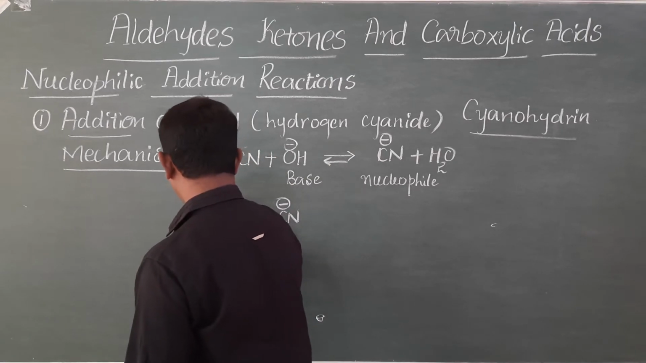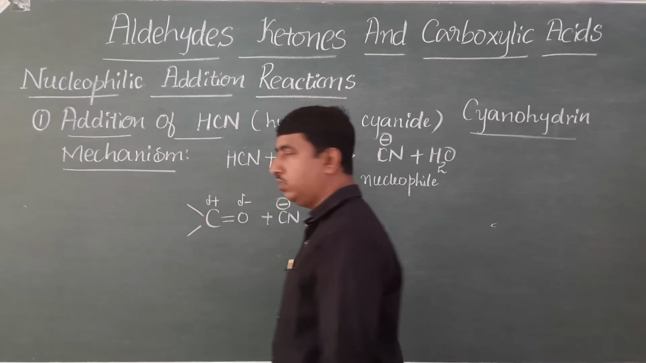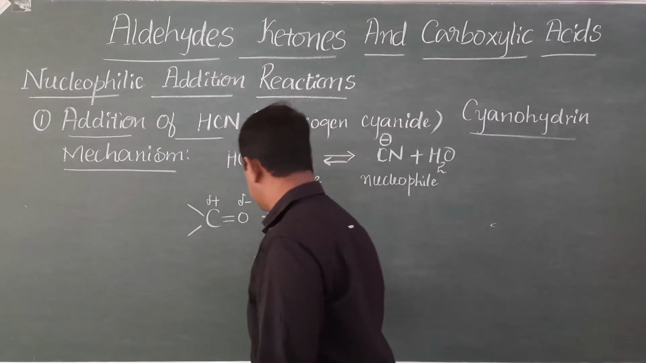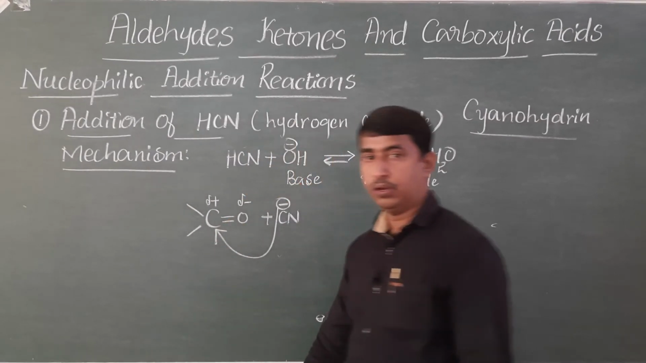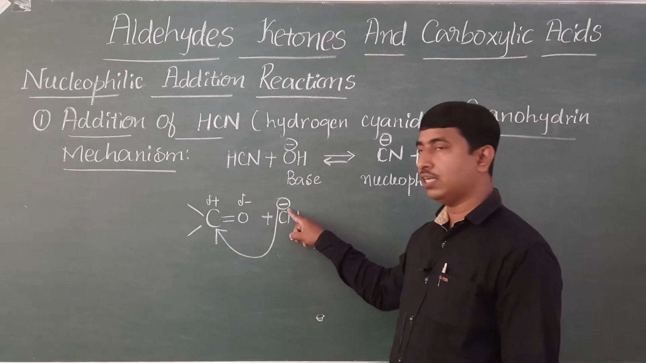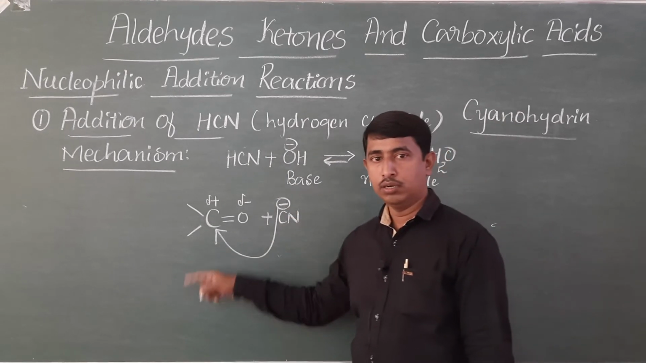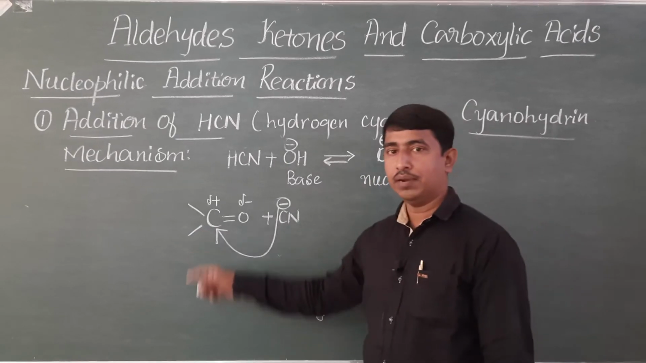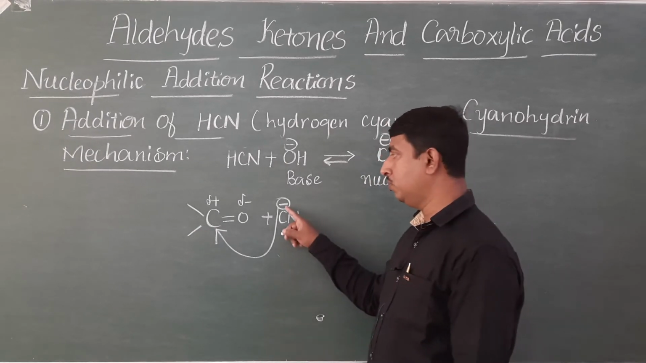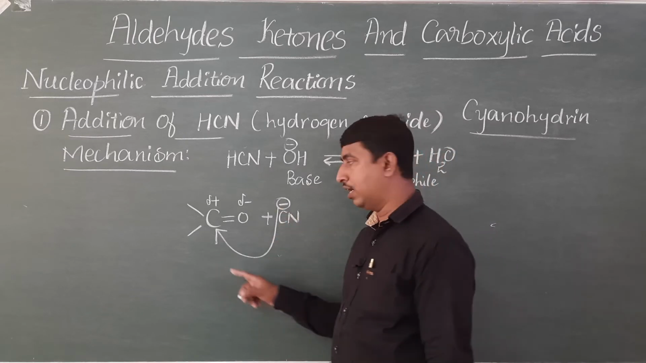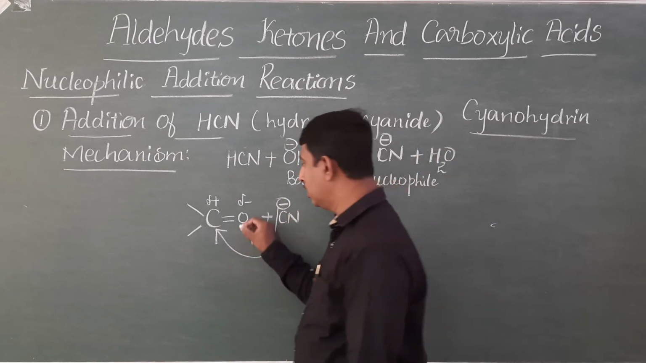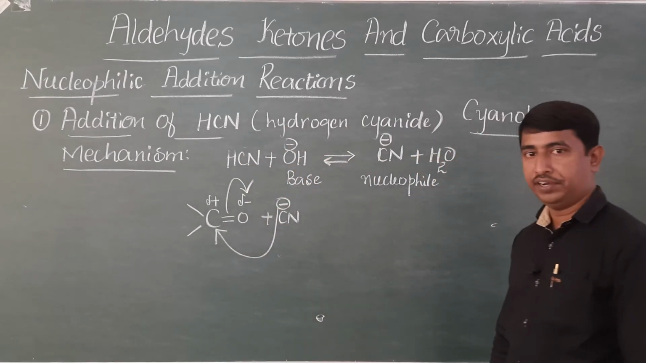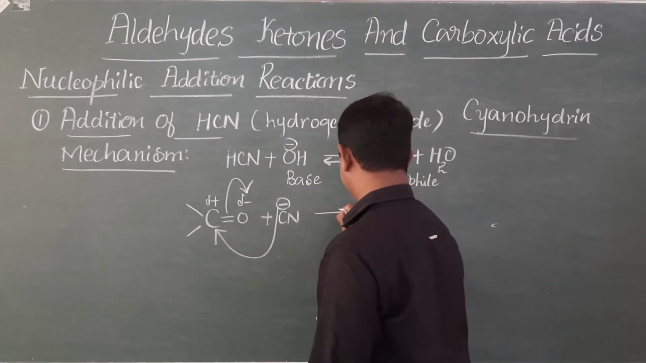Here, carbon carries positive charge, oxygen carries negative charge. So nucleophilic attack takes place upon carbon. Negatively charged species always attacks at the positive center or electron deficient center. So here, carbon is electron deficient, so the nucleophile readily attacks the carbon. Once it attacks the carbon, electrons completely get shifted to oxygen.